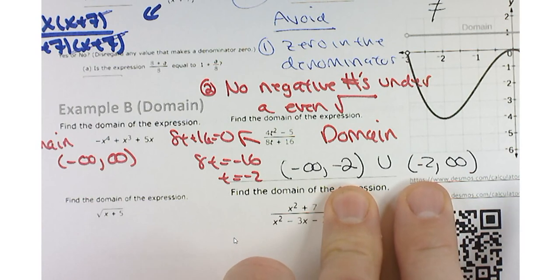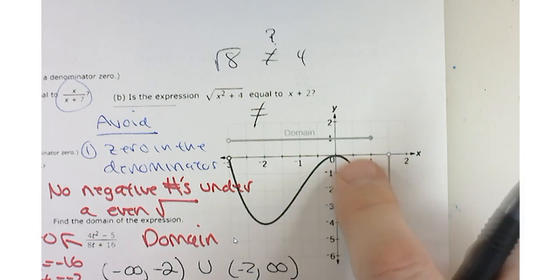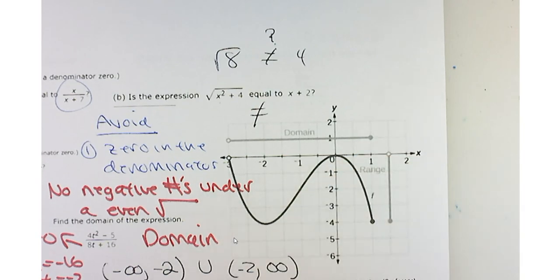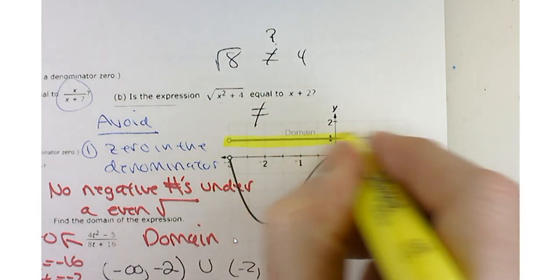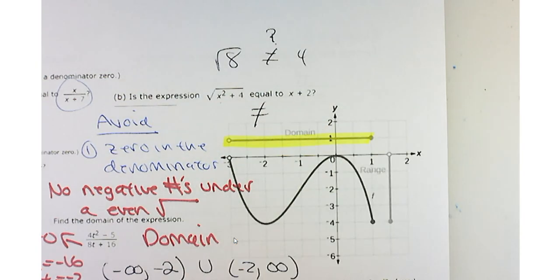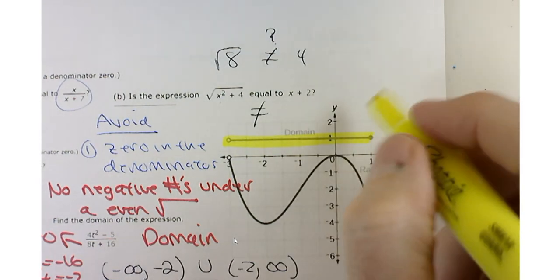What would I have to write here if I wanted to include the endpoint? Brackets. Nice. Let's practice that with this example. If you're looking at the domain of this function, it's all the x values that appear on this graph. The x values start at -3 and go up to 1.